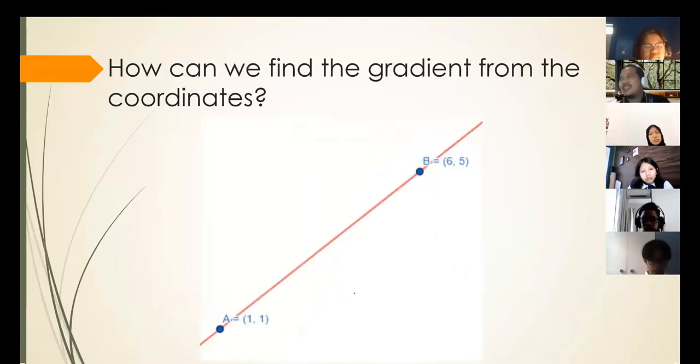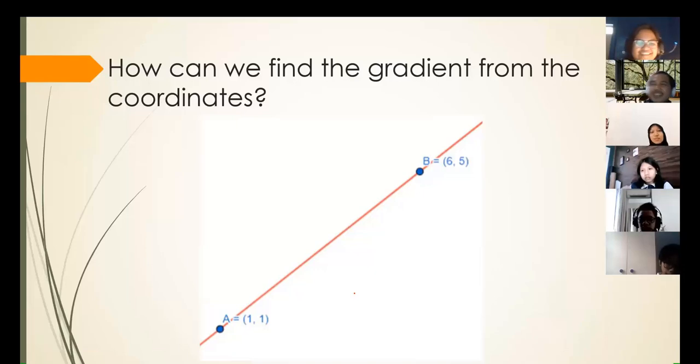Another question. I'm going to Kevin. Kevin, can you determine the gradient of this line if I gave you only those 2 points? I don't know. You don't think so. Okay, thank you.